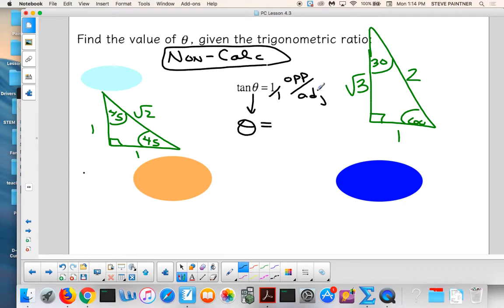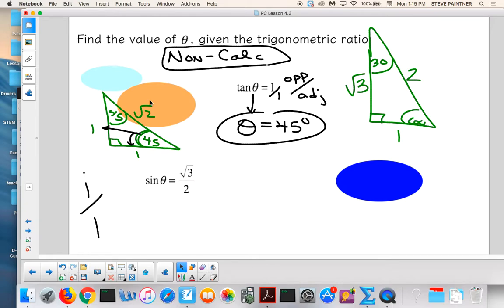Well, I see 1 and 1. I'm going to try it. Obviously, tangent of this angle would be what? Opposite 1 over adjacent 1. The answer is what? 45. Okay. Now, that was very easy. Okay? Try the next one. Sine of theta equals square root of 3 over 2.